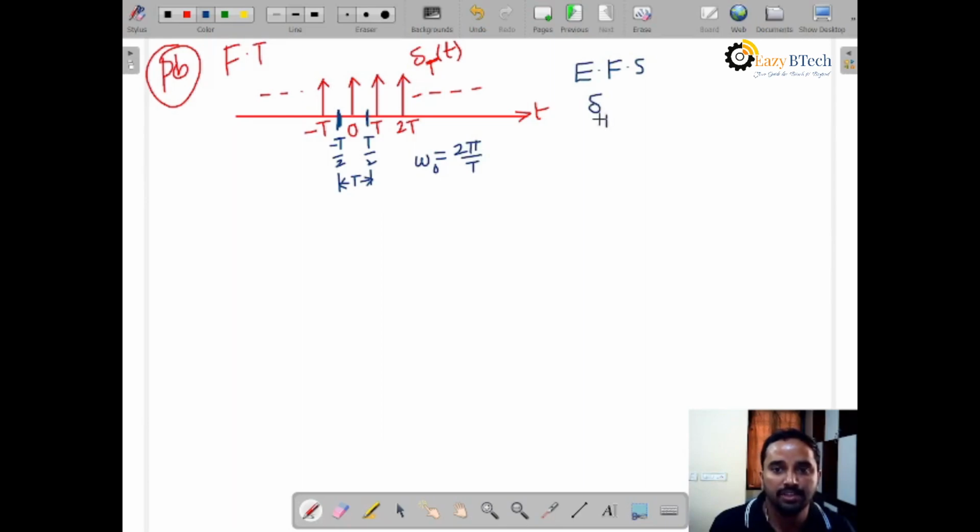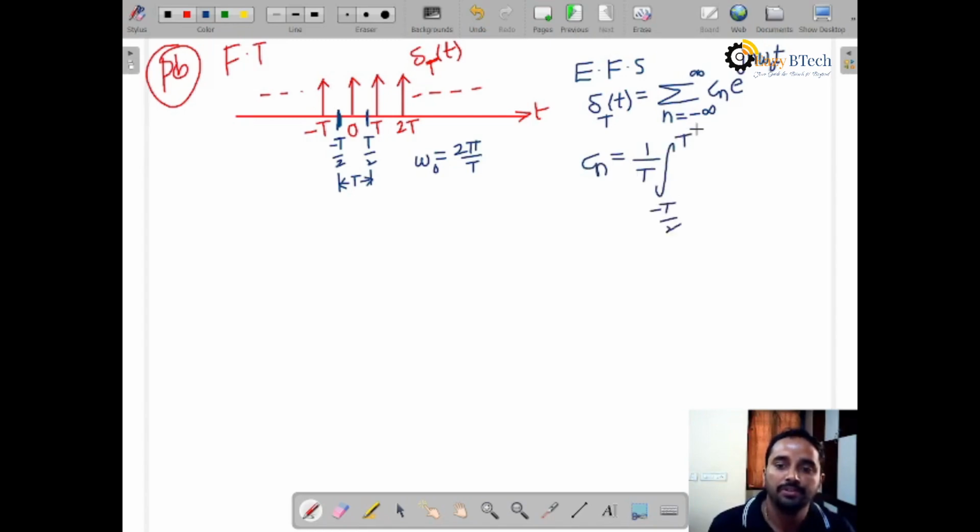So what is the exponential Fourier series? del T of t is equal to the summation, n from minus infinity to plus infinity, of cn e to the power jn omega naught t. So cn we are going to find: cn is 1 by T times the integral from minus T by 2 to plus T by 2 of del T of t, the given periodic signal, times e to the power minus jn omega naught t dt. Just this integration is cn, so we are going to perform it now.